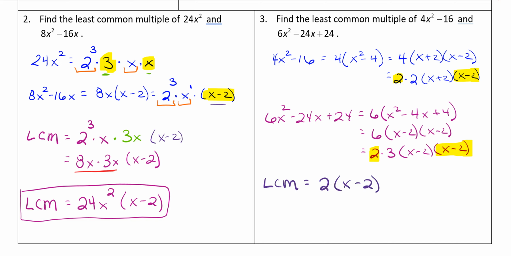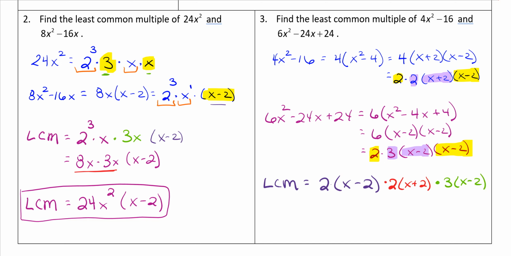Then we're going to find what they don't have in common. So on this first polynomial, I need a 2 and I need an x plus 2. So I'm going to add in a 2, so times 2 times x plus 2. And then on my last one, this guy needs a 3 and another x minus 2. Notice they only had one x minus 2, so we need 2 of those x minus 2s. So we're going to add in times 3 times x minus 2.